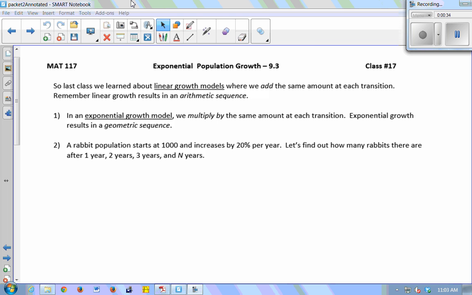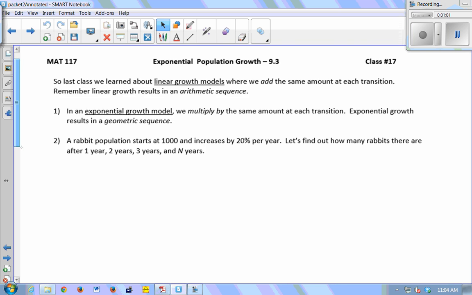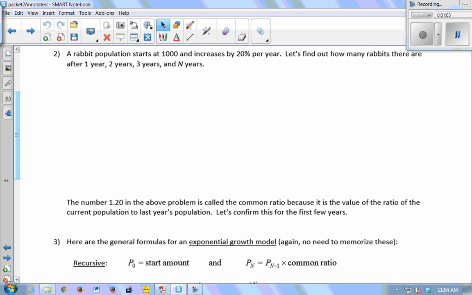Today we're going to move on to a different kind of model, an exponential growth model. In an exponential growth model, you multiply by the same amount at each transition. So it's different from linear in that in a linear model, you always add the same thing. In an exponential model, you always multiply by the same thing. Exponential growth results in something called a geometric sequence. Here's an example. We have a rabbit population that starts with 1,000 rabbits and increases by 20% per year. Let's see how many rabbits there are after 1 year, 2 years, 3 years, and n years.